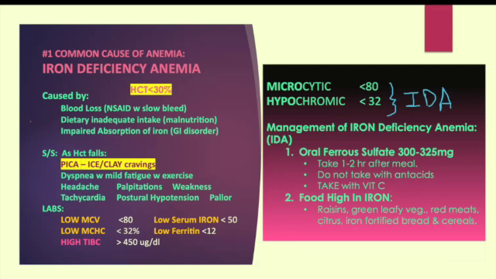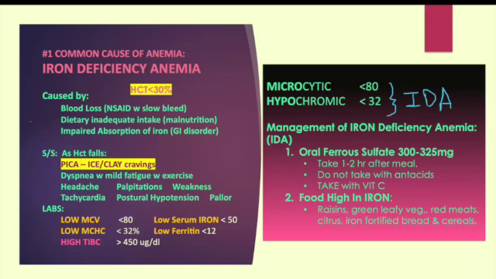So the signs and symptoms that you usually see with iron deficiency anemia are a little bit slower in developing, but the big one is pica. This is those weird food cravings. Usually it's ice or clay cravings. I've seen people eat dirt. So these are really big indications that the body needs iron. Dyspnea with mild fatigue with exercise, headache, tachycardia, palpitations, weakness, postural hypotension, and pallor are all common symptoms of iron deficiency anemia.